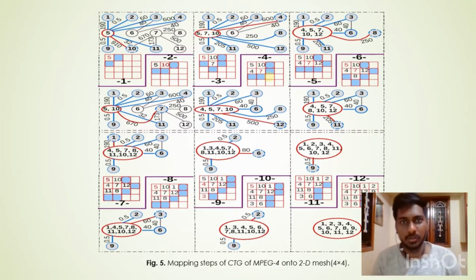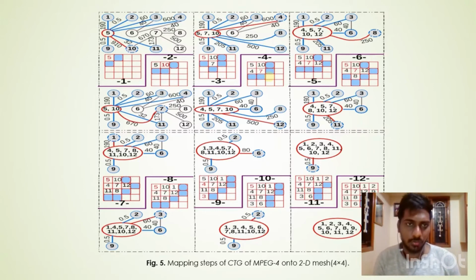Second, we are mapping 10. Then we are mapping the highest priority, 7. What is the highest priority after 10? 4, right? 4 is the highest priority.